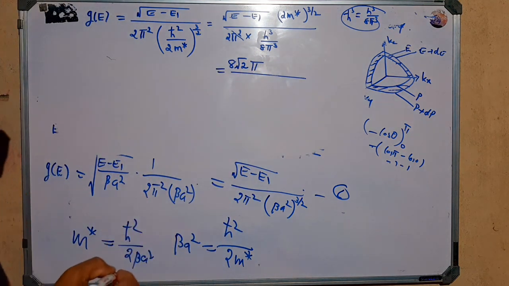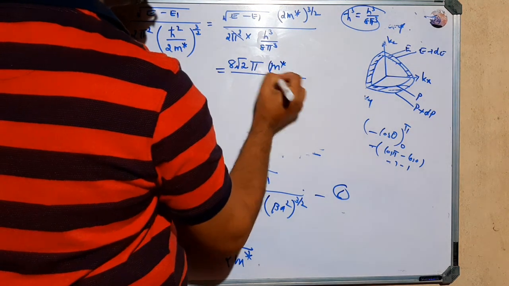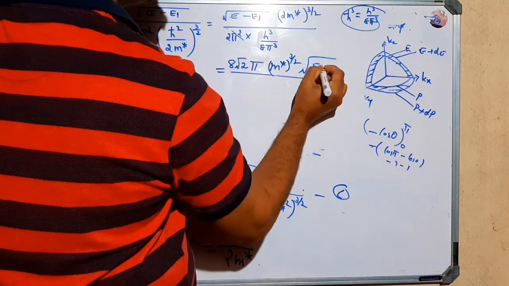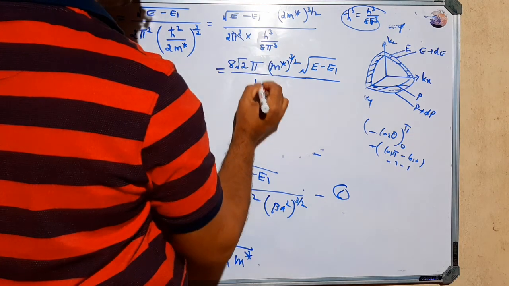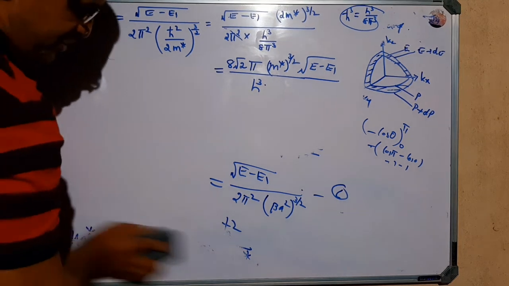That comes here, into m star to the power 3 by 2 into square root of E minus E1 divided by h cube. This is the expression for density of energy states near the bottom of the energy band.